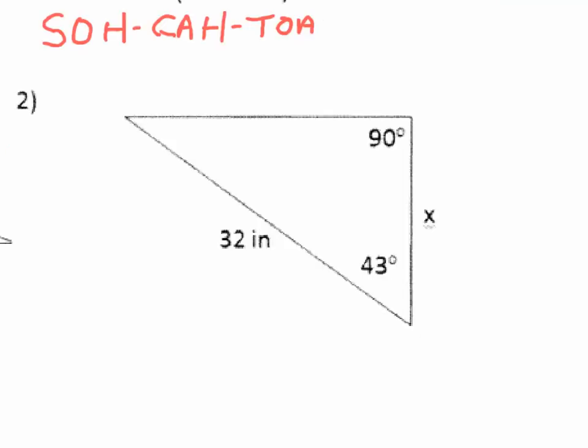The next one's the same deal. You have your right angle. We notice that the other angle we have is 43 degrees. So figure out which sides are labeled what based on where 43 degrees is in the triangle. So this is adjacent to 43. This is hypotenuse. We would have to use cosine because of adjacent and hypotenuse.